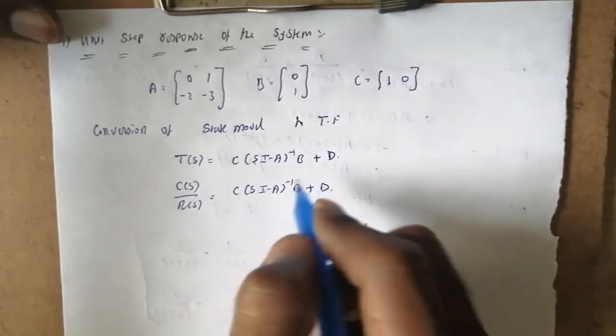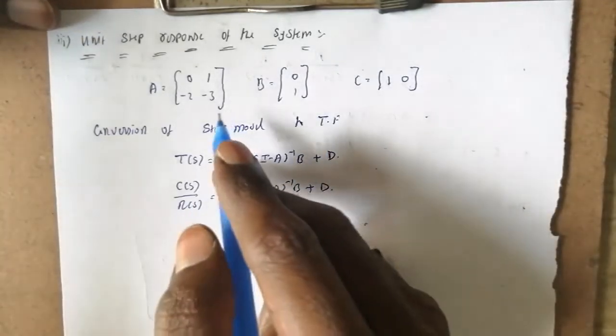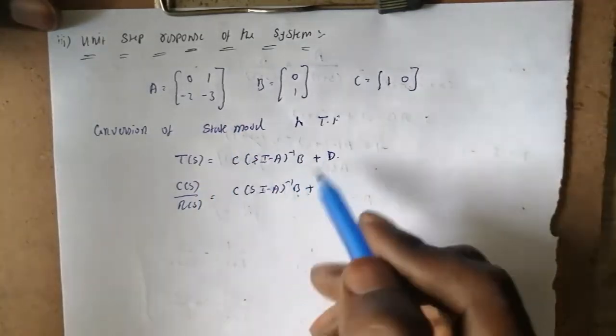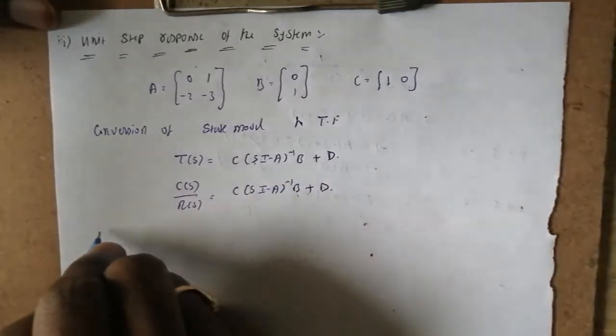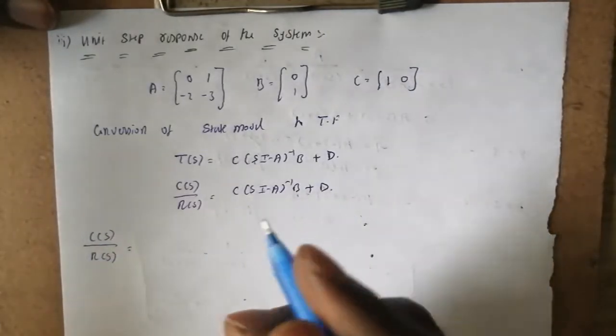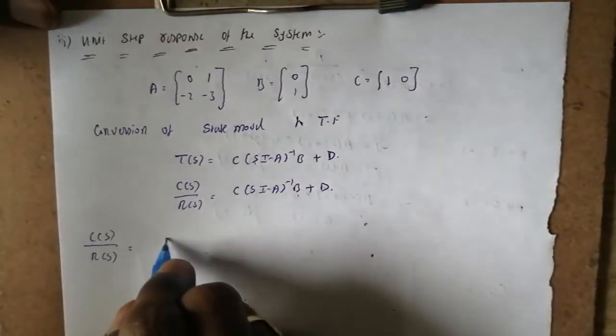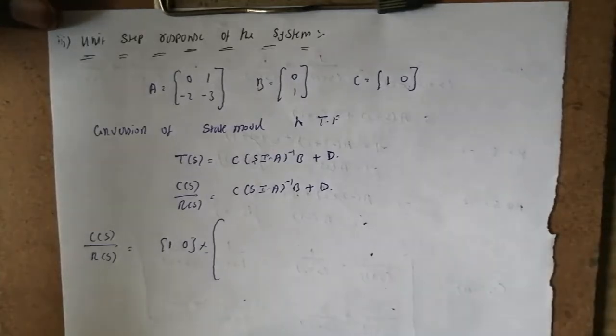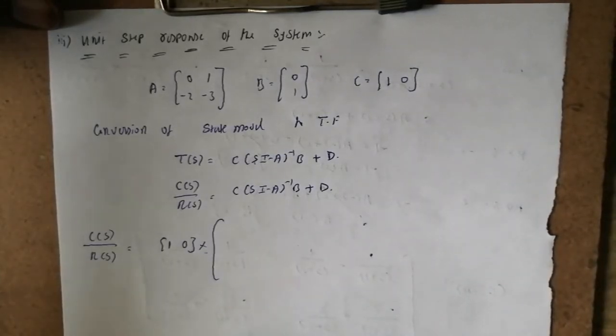Now from this equation we have to find the unit step response of the system, that is c(t). Let me see how we can find this from this equation. C(s) into R(s), and C is [1 0]. Next, we already have the (sI minus A) inverse matrix.